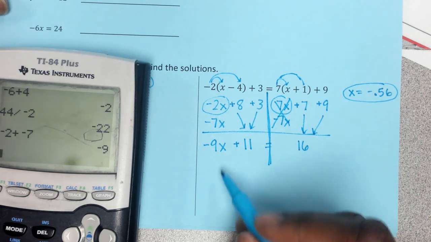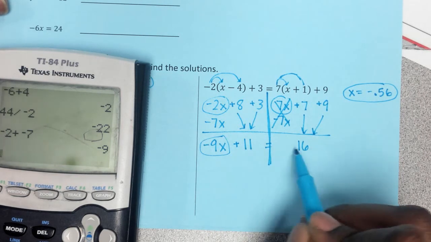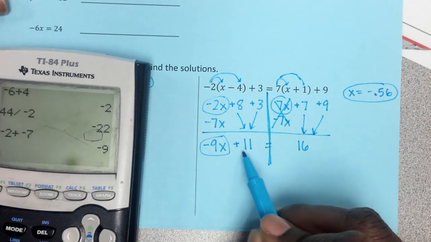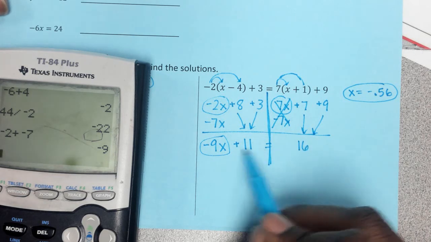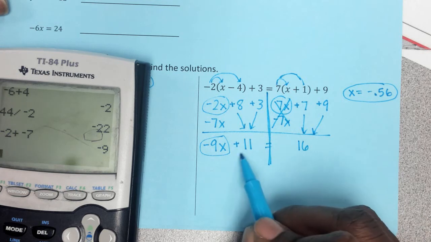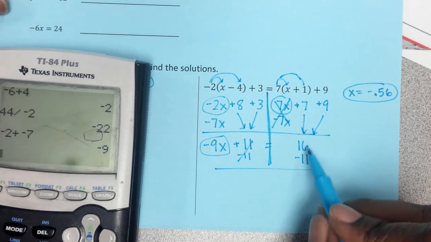No? Okay. And now that I have my x's all together, I need to get the constants all together. And I want all the constants over here. The constants do not have x's. If I want this positive 11 over here, I need to make it a negative 11 over here. Now I can add.